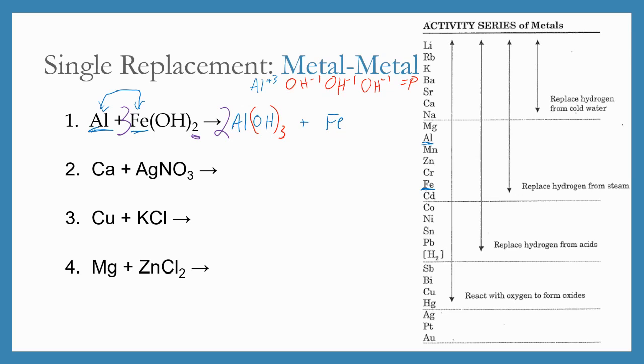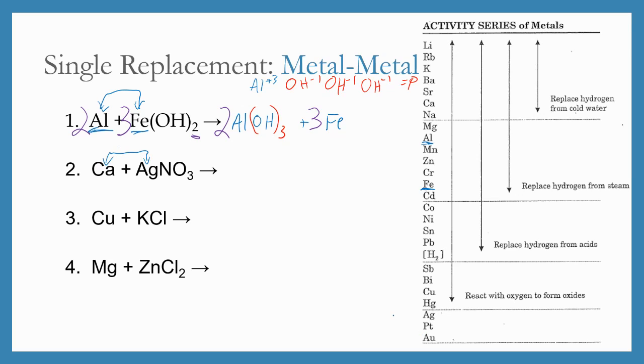That's going to give us two aluminums. There's only one aluminum here, so we'll need a 2 in front of there. This will give us three irons. There's only one iron here, so we need to put a 3 there. All right, so doing this next one, calcium with silver.